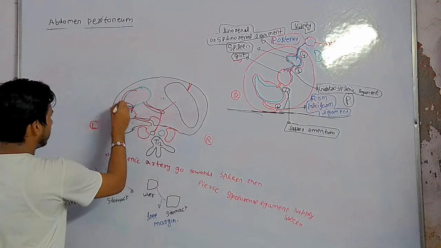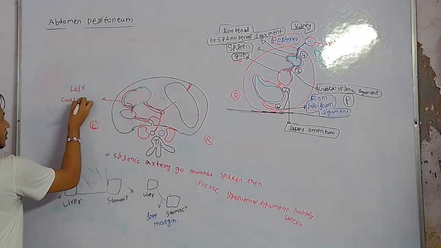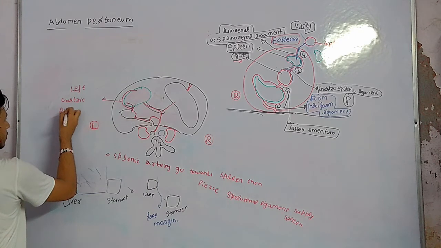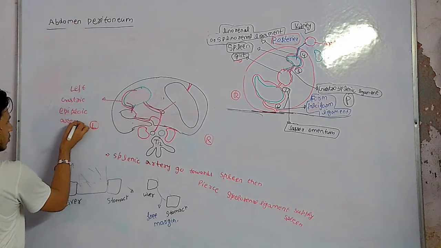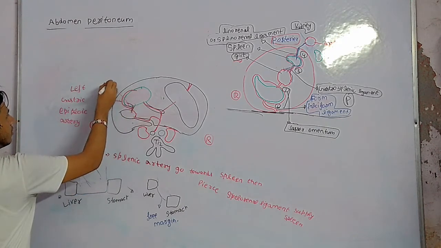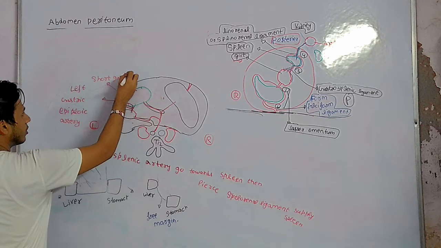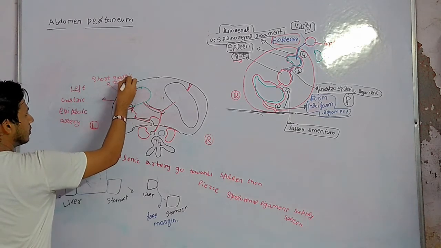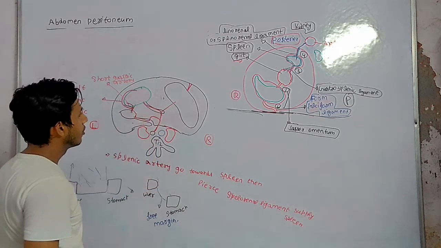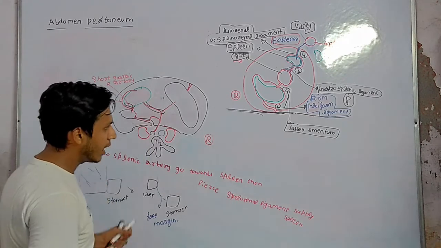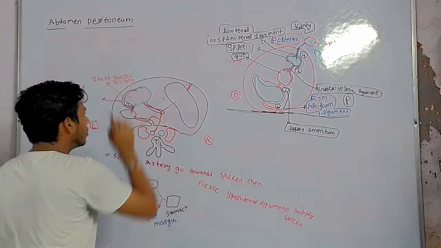Done. This is the left gastroepiploic artery. Short gastric arteries we have written. This is the free margin of the lesser omentum and this is the fixed margin of the lesser omentum. So the lesser omentum has two parts. Remember, the lesser omentum has two parts. This is the free margin and this is the fixed margin.